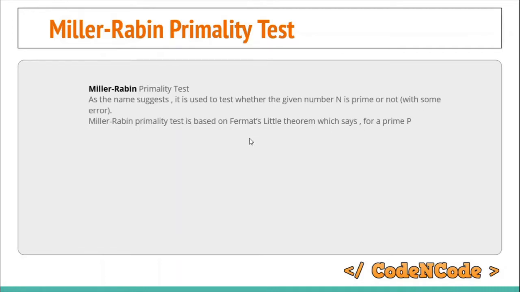Now the Miller-Rabin Primality Test is based on the same theorem on which Fermat's Primality Test was based, and this is Fermat's little theorem, which says that if p is a prime, then for base a which is coprime to p, a raised to power p minus 1 should be congruent to 1 modulo p. This we have already seen.